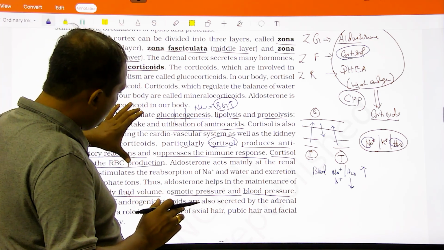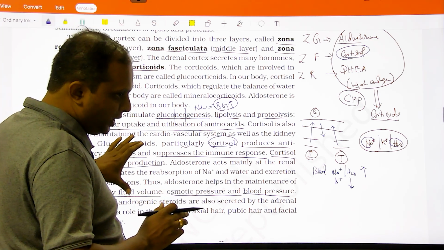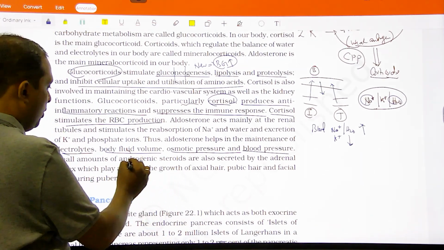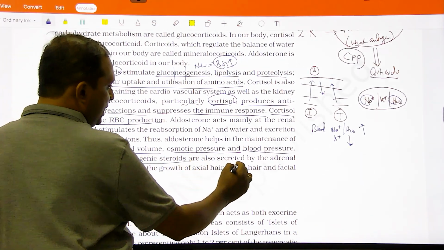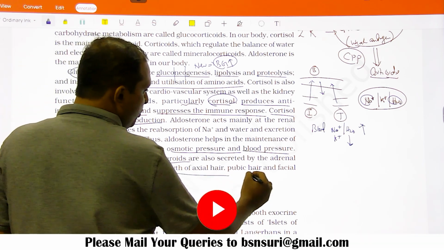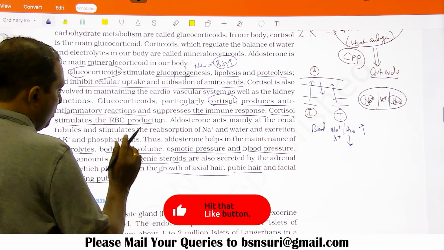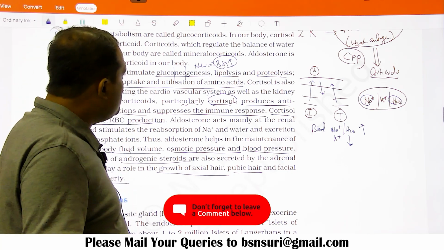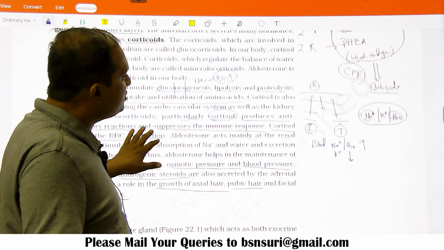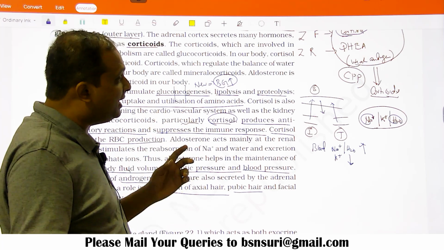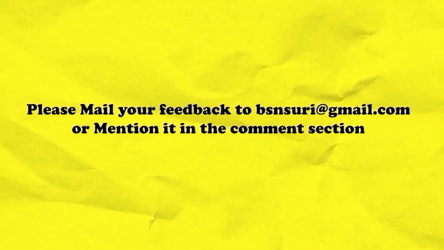So you have a few lines on cortisol, about glucocorticoid, then a few on aldosterone, right? And finally, you have the weak androgen, a small amount of androgenic steroids, which is secreted by the adrenal cortex and plays a role in growth of axillary hair, pubic hair, and facial hair during puberty. Clear, right? Though they have not mentioned much about the deficiency diseases, let us have a separate discussion. So this is all regarding the adrenal cortex. Right, so we'll have a separate discussion on the adrenal medulla.